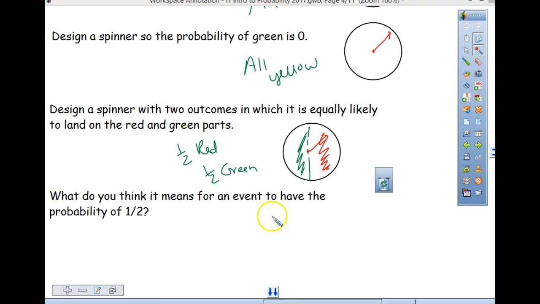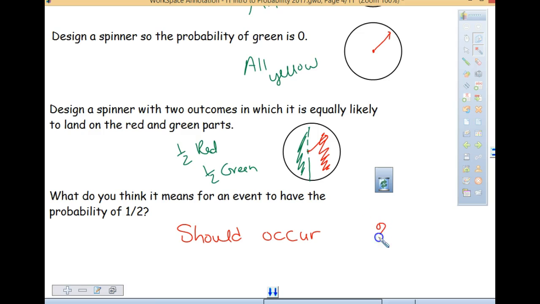what do you think it means for an event to have a probability of a half? What does that mean? What it really means is, I want you to tell your shoulder partner, what do you think that means? If I gave you this statement and you had that question, what do you think it means for an event to have a probability of a half?